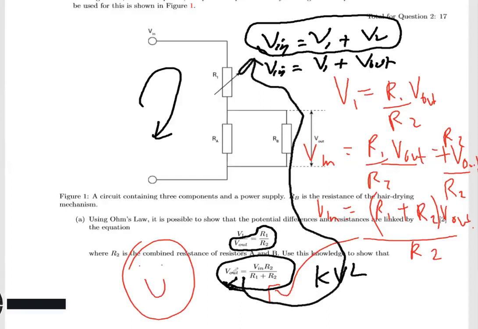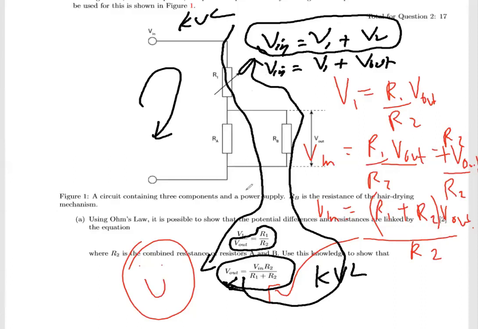But if the question is derive the voltage divider rule, then you will go from KVL to the voltage divider rule. If the question is like this, derive the voltage divider rule, then you start from KVL and go toward the voltage divider rule. But if the question is derive this KVL, then you will start from this and go in the reverse direction.